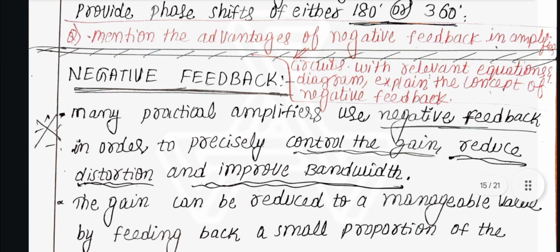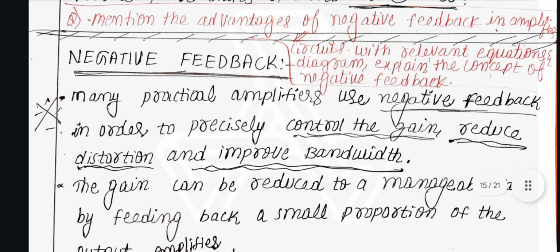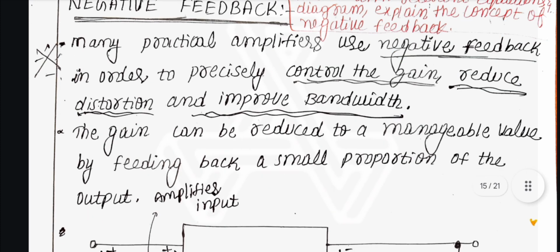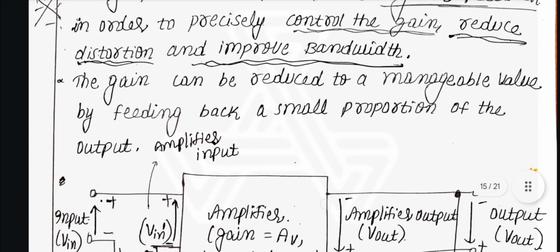Advantages: negative feedback in amplifier, with relevant equations and diagrams. Many practical amplifiers use negative feedback in order to precisely control the gain, reduce distortion, and improve bandwidth.